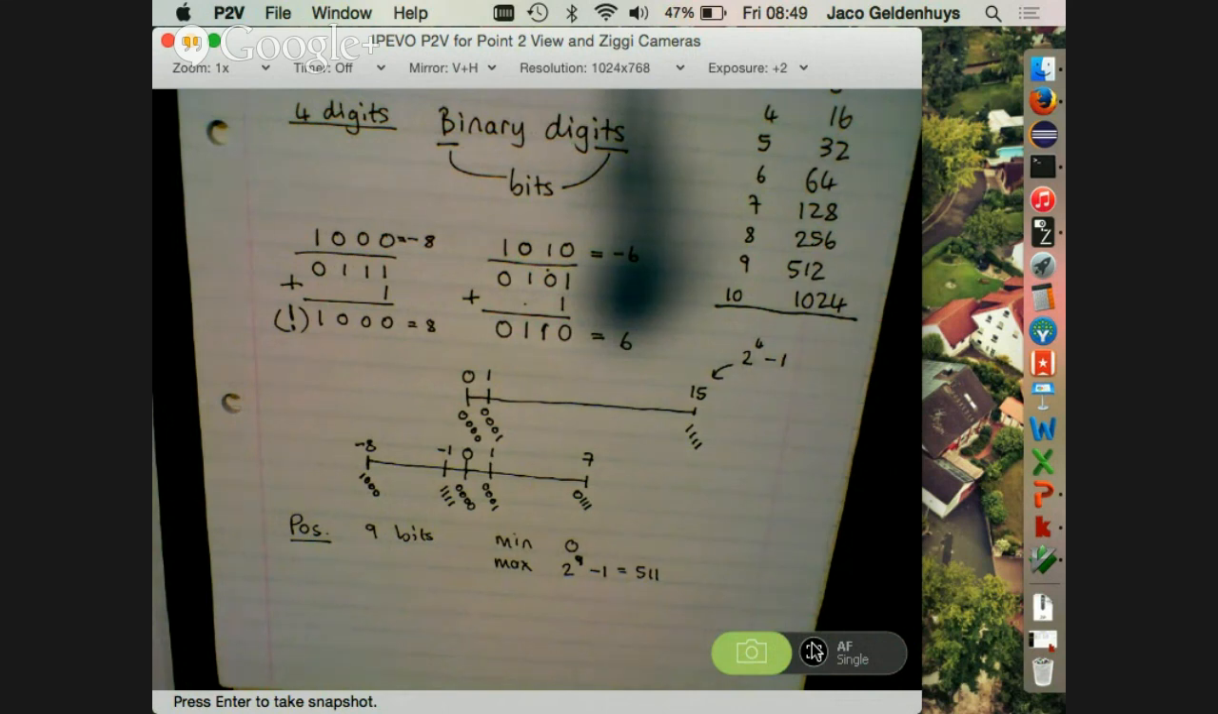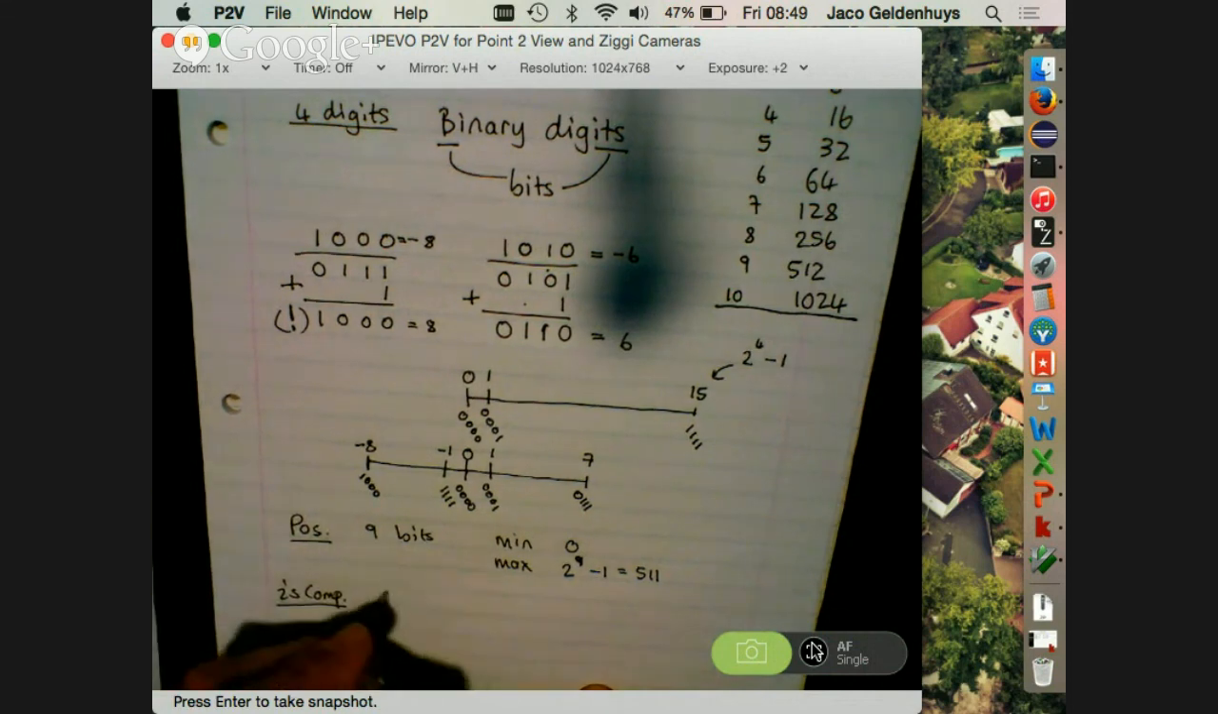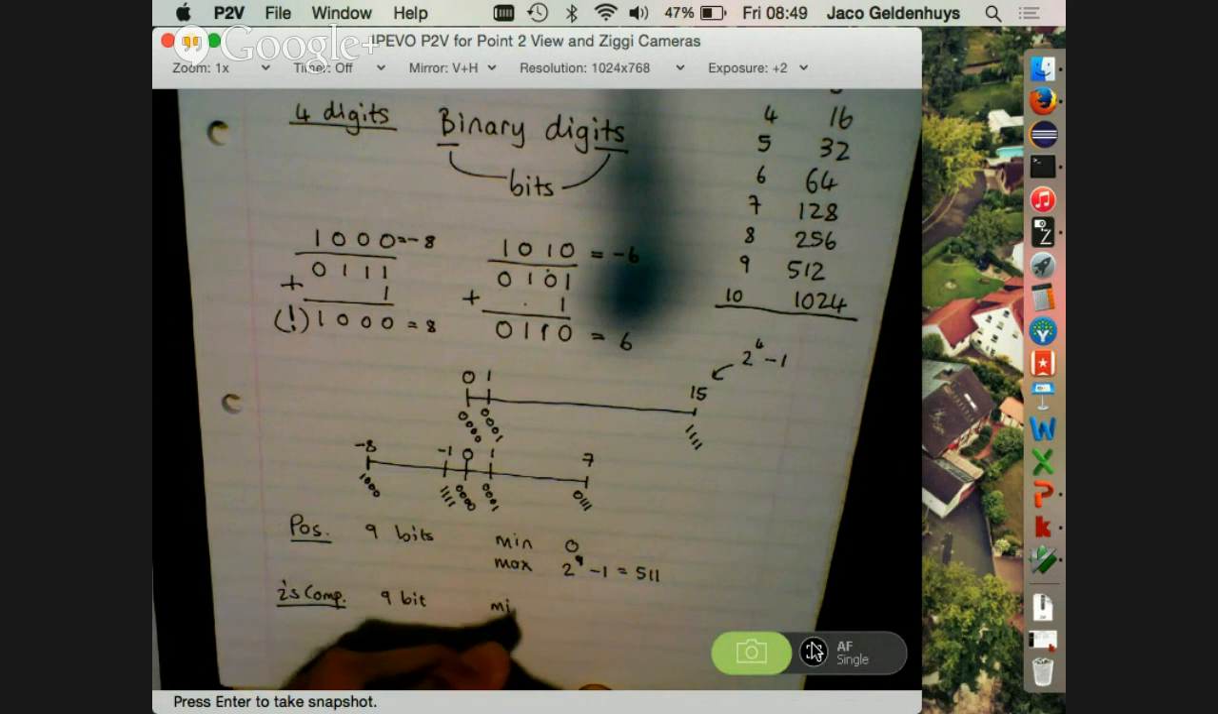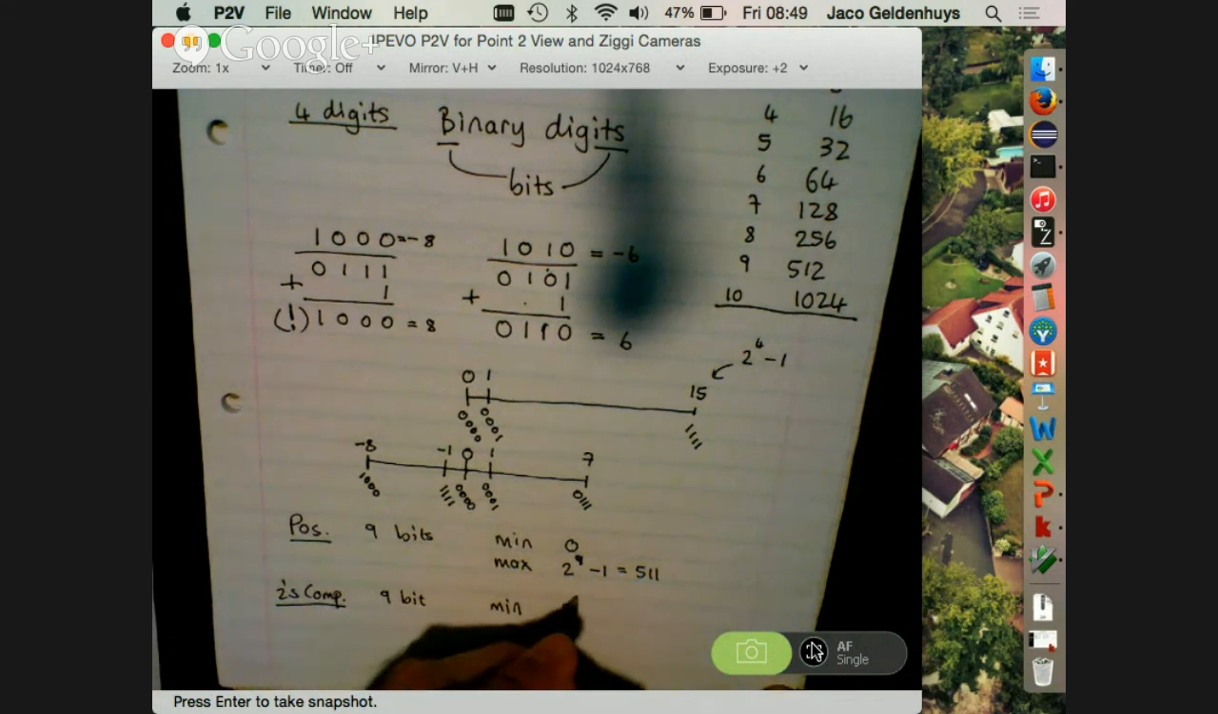If you tell me how many bits you're using, I can immediately tell you the largest number you can represent. If we are using 2's complement, 9 bits, the minimum is negative 2 to the 8, and the maximum is 2 to the 8 minus 1, 255. So we have these formulas that tell us what numbers we can represent in a certain fixed number of bits.